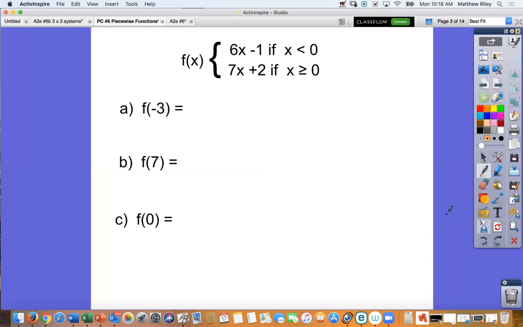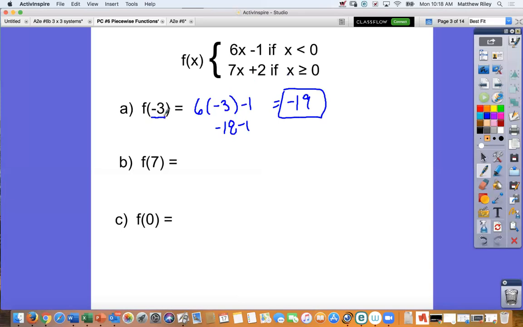So any questions so far? So we just plug the number into the equation? And to the correct equation. So Michael, what this is saying is this is your value of X, so which equation do I use, the top or the bottom? The top, right? Yeah, the top, because it's less than 0. So I've got 6 times -3 minus 1. So my answer is -19.